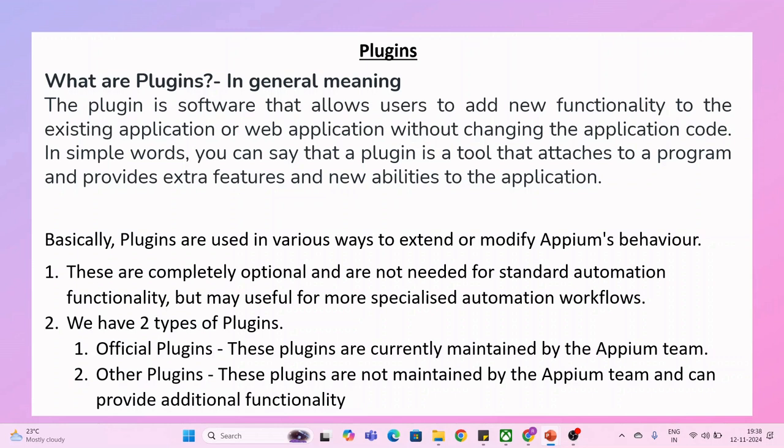The same applies to Appium. Plugins are used in various ways to extend and modify Appium's behavior. It means it is not useful when you are creating the code. When you are running the code, when you are running the Appium server, it will give some extra features to our Appium. And these are completely optional, not all needed for the standard automation functionality. In Appium we have two types of plugins, the official plugins and other plugins. We'll see what the official plugins and other plugins are.